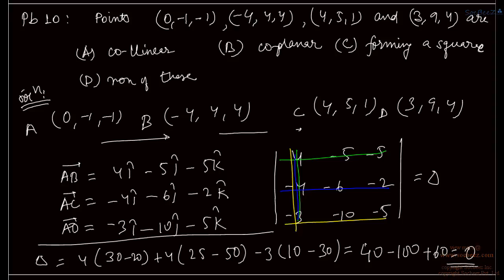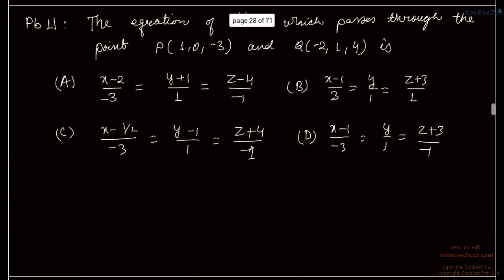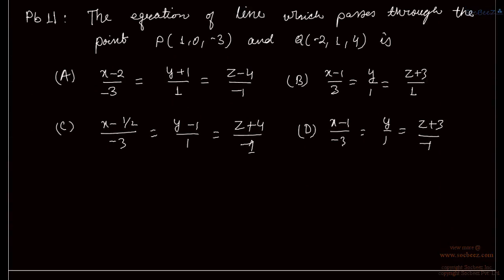That means the determinant is 0. That is why these 4 points must be coplanar, because these 3 vectors are dependent. So option B is correct. Now moving to the next question.